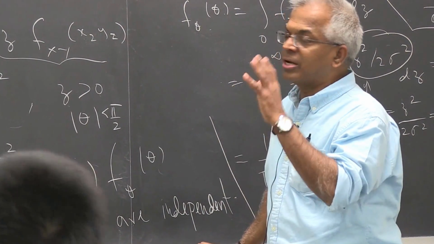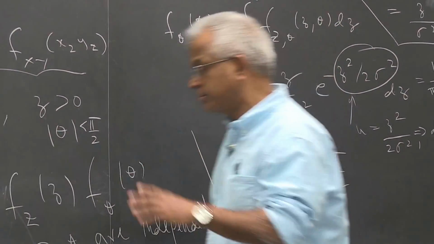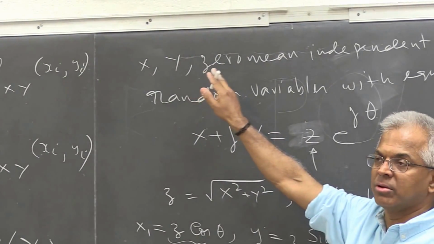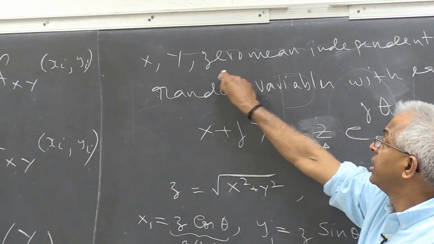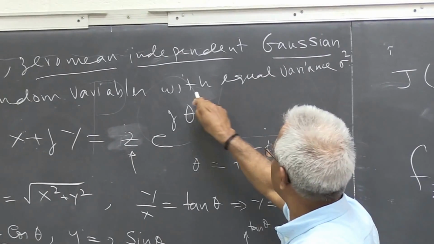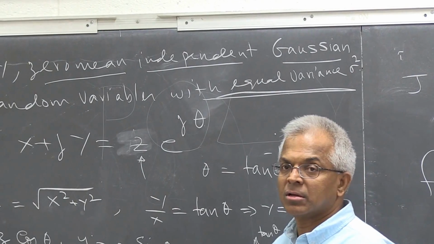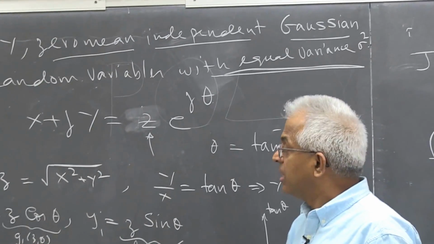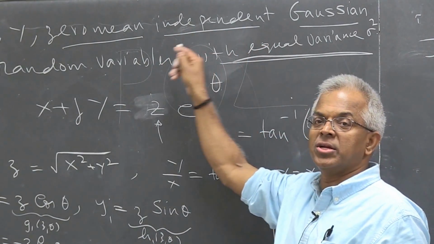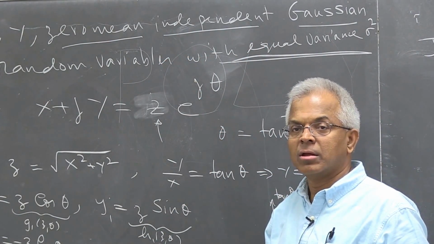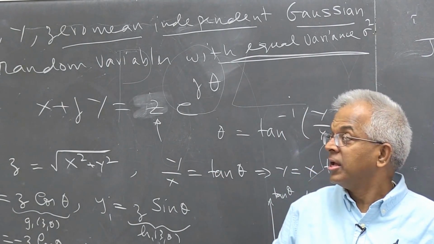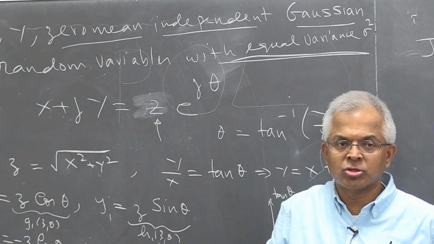Now, let me summarize what is true and what is not true. All the conditions need to be carefully met. You need zero mean, independent, and Gaussian random variables with equal variance. Then the magnitude and phase are independent. If any one of these conditions is violated, then he is right. So your hunch is right most of the time except in this special case.